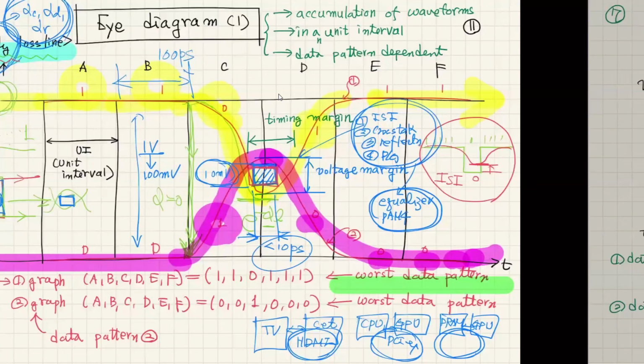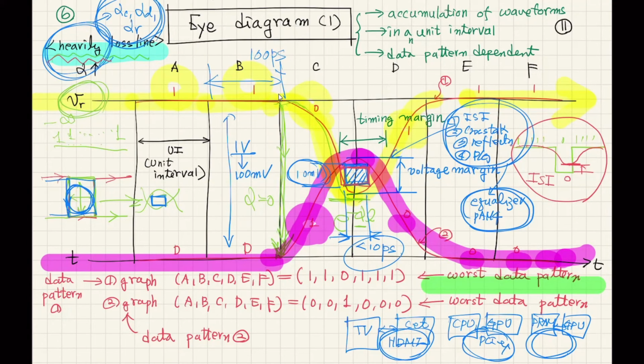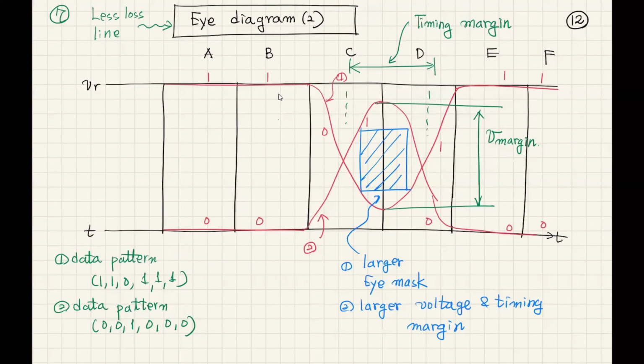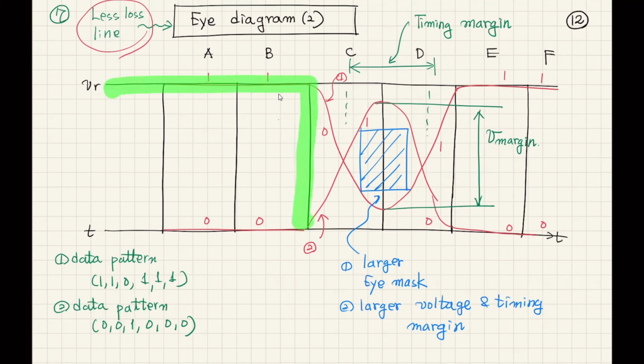This is for the case of a heavily lossy line. But let's assume that we have a small loss line. Then ideally this line has to have fast, instantaneous transitions. Also, we can have the instantaneous transition case.